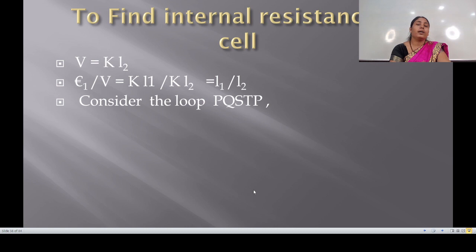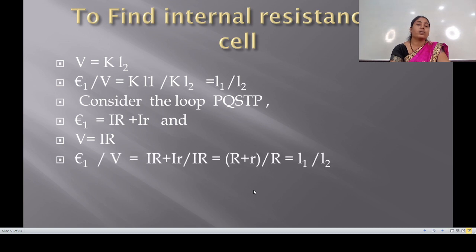Consider the loop PQSTP in the circuit diagram. E1 is equal to I R plus I r, and V is equal to I R. So E1 divided by V is equal to I R plus I r divided by I R. Therefore, (R plus r) divided by R is equal to L1 divided by L2.